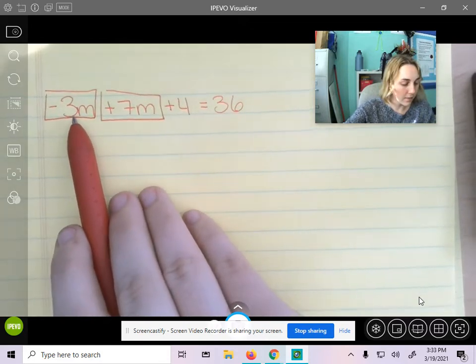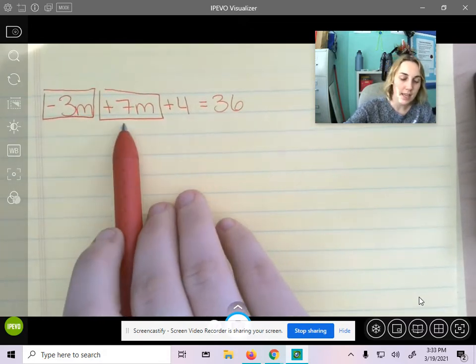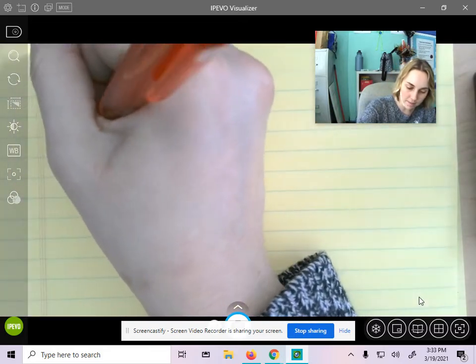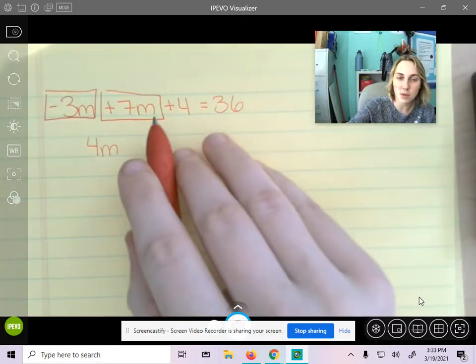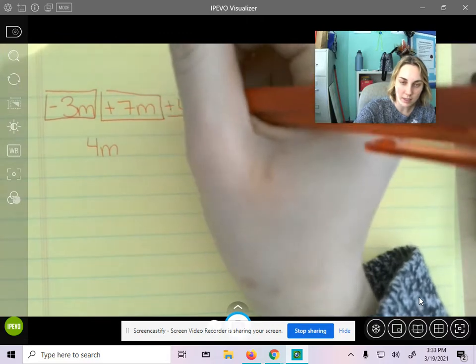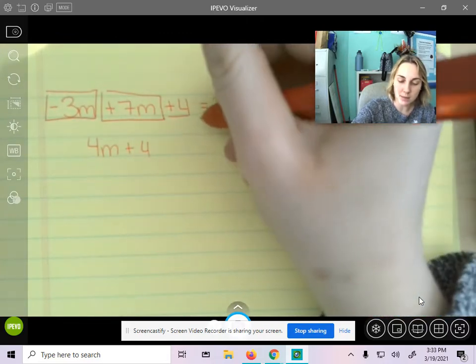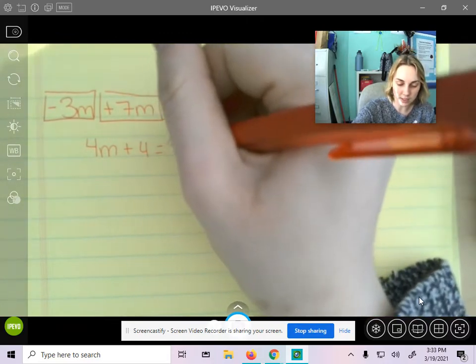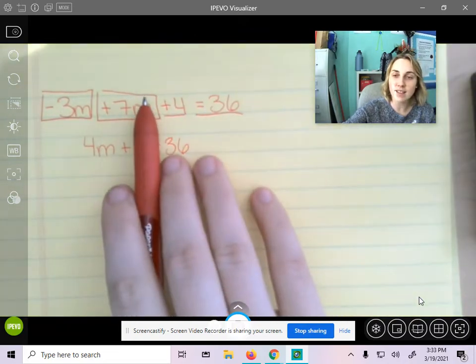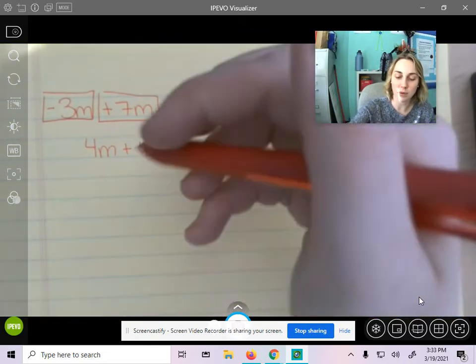So negative 3 plus 7 is going to leave us with 4m. And then I can just bring the rest of this down. Bring down the positive 4, and then bring down that is equal to 36. And once you've simplified this, now you can solve your two-step equation.